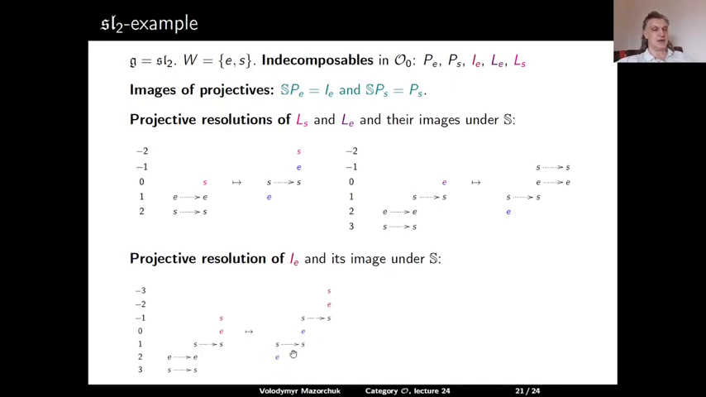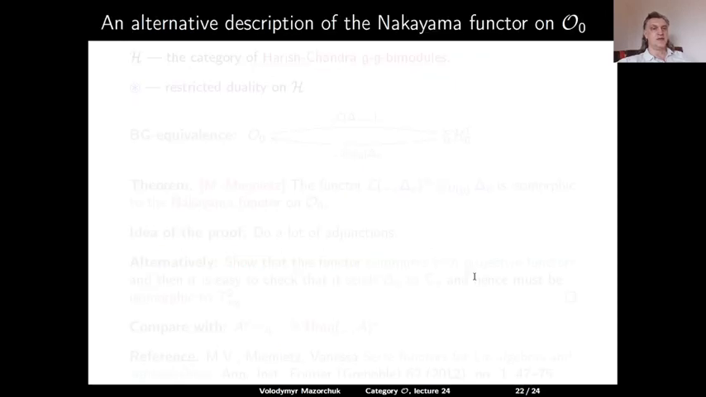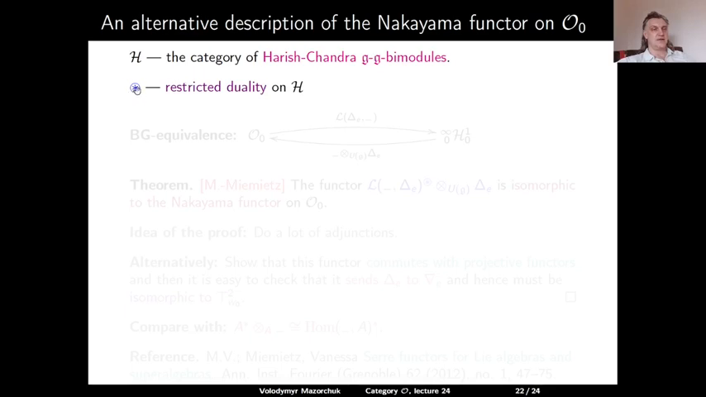positions -1 and -2. One can give an alternative description of the Nakayama functor on O0 using Harish-Chandra bimodules. So let H denote the category of Harish-Chandra GG bimodules, and let asterisk in the circle denote the restricted duality on H. So we don't dualize the whole space of the bimodule, but we dualize the isotypic component of finite-dimensional diagonal summands of this bimodule.